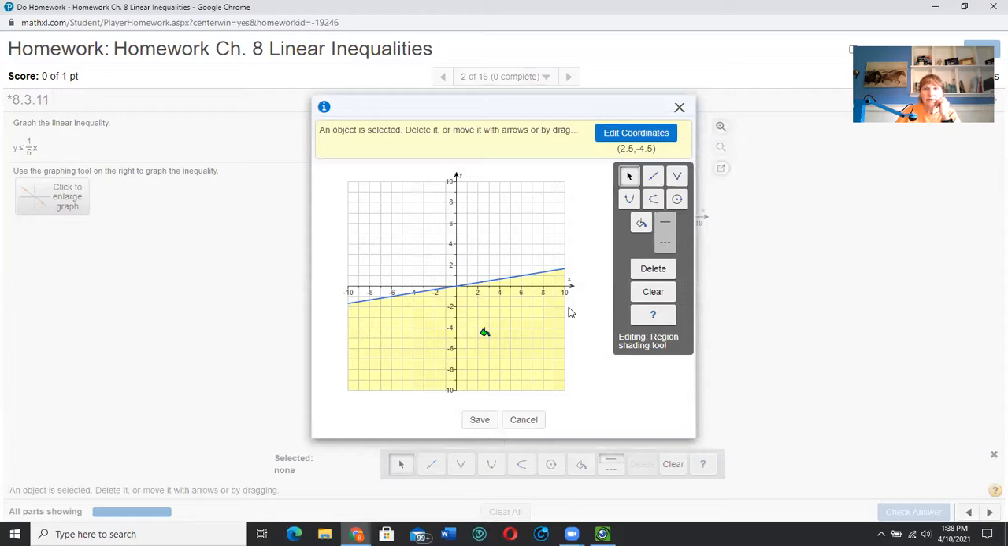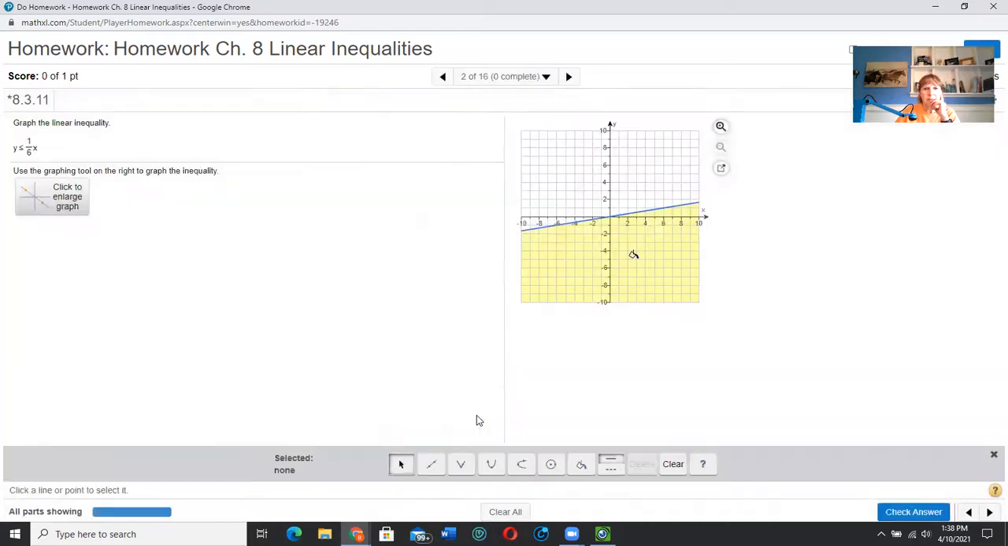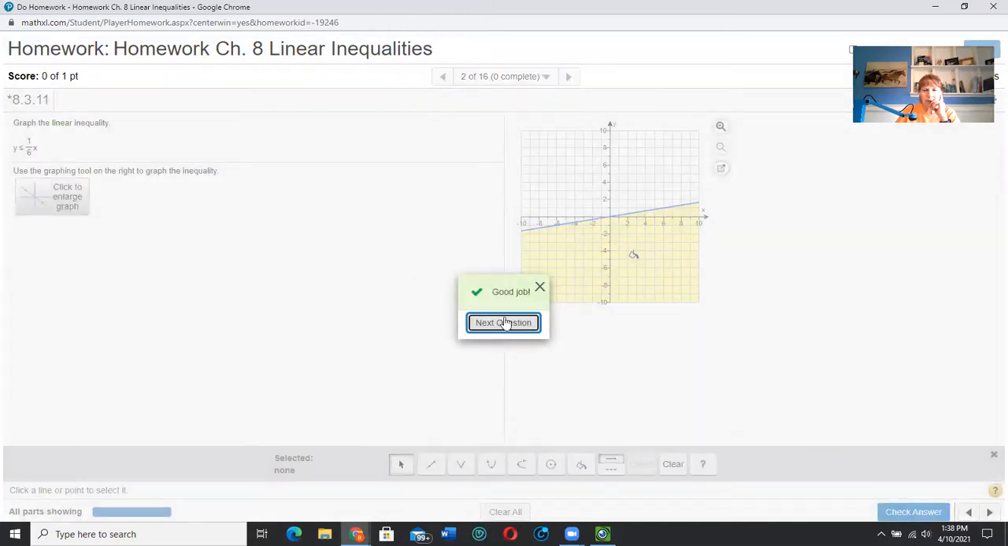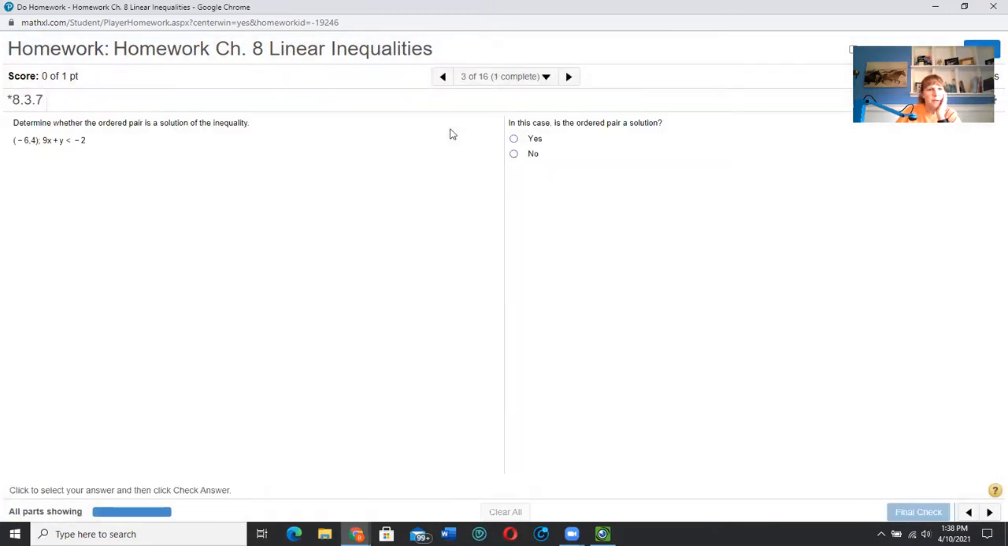And it's shaded. And now, oh, edited coordinates, that's all right. And then you can save it, and you can check your answer. Still has that paint bucket there, but it liked it. All right, let's choose another one.